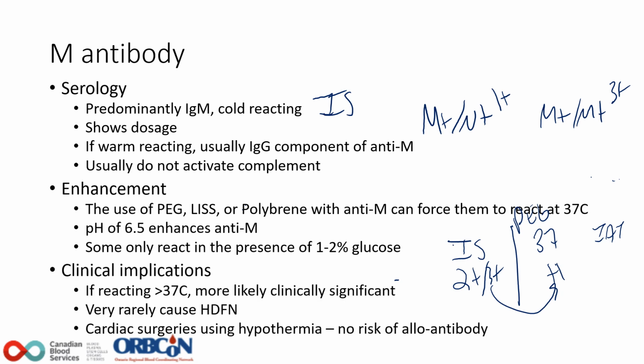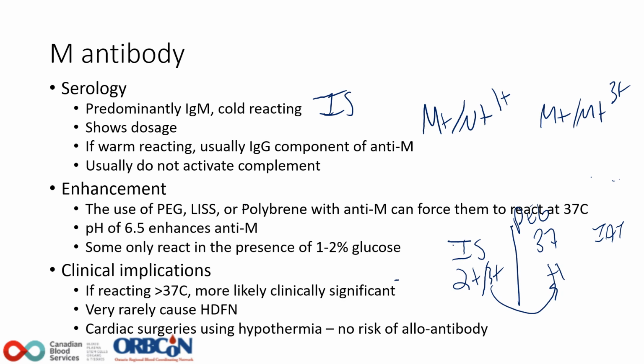And then finally, clinical implications. If it reacts at greater than 37 degrees, it's more likely to be clinically significant, and therefore you should honor it. If you look in ICIT, it says that anything that does not react at 37 or above for an anti-M, they pretty much ignore it and they'll just give it even if it's, quote, cross-match compatible at immediate spin. They also recommend not doing immediate spin cross-matches for these anti-Ms because it essentially just makes more of a headache for you. And then it very rarely causes HDFN. It can, but it very rarely does.